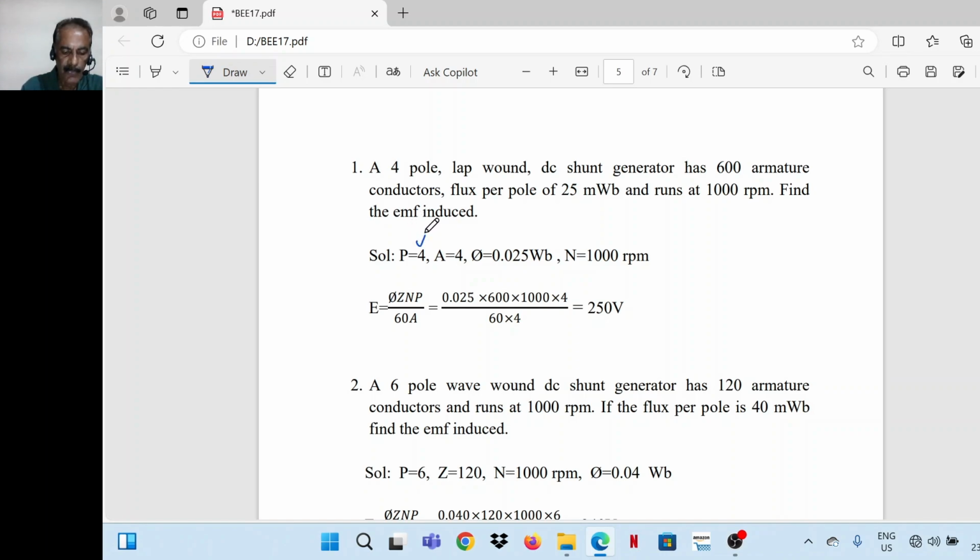Number of poles is 4. It's a lap-wound machine, so the number of parallel paths equals the number of poles, which is 4. Flux per pole is 0.025 Weber. Speed is 1000 rpm. So E is equal to phi Z N P divided by 60A. Substituting, the induced EMF is 250 volts.